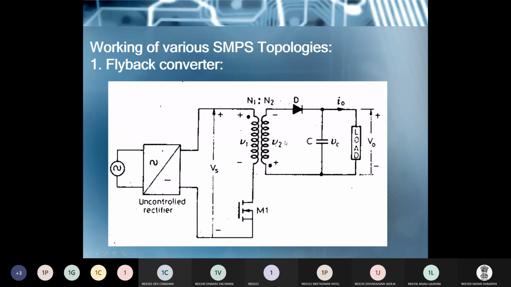This is a high frequency transformer. Then this high frequency AC is converted into DC by using this diode. And then we apply this filter capacitor, and then it is given to the load. In this case, voltage across this switch M1 is the same as the supply voltage when it is in off condition.